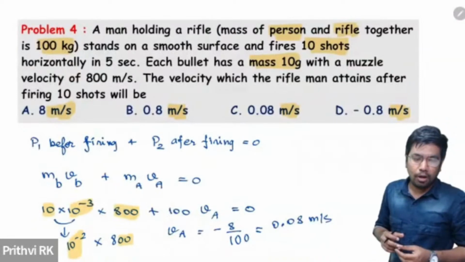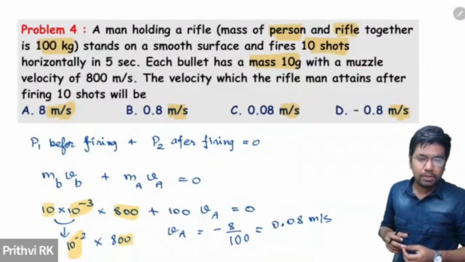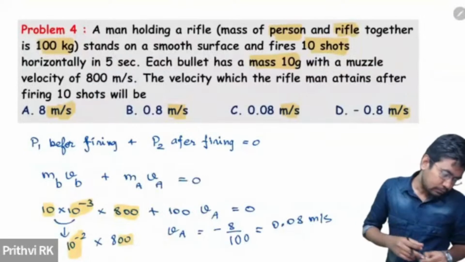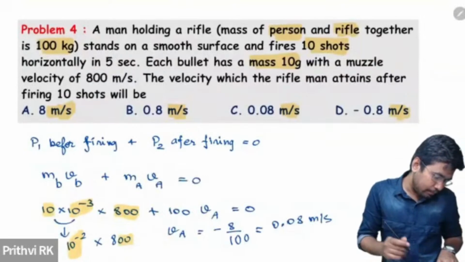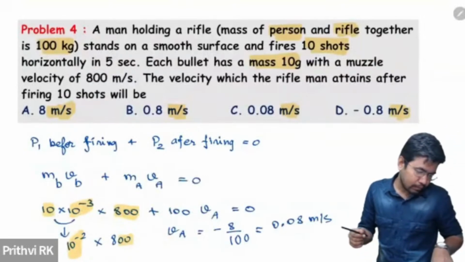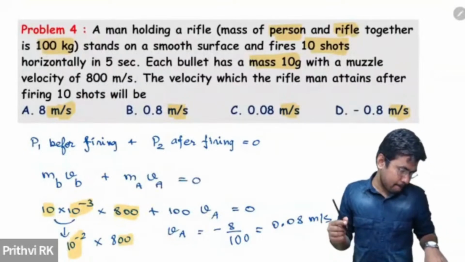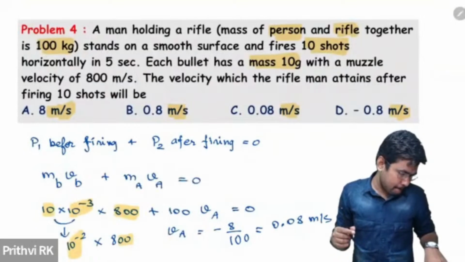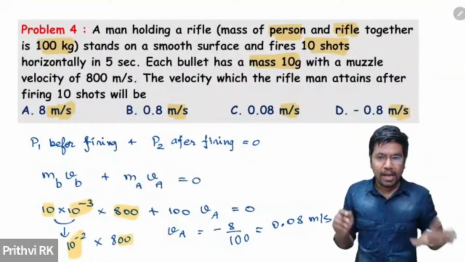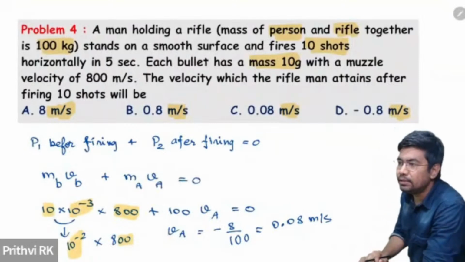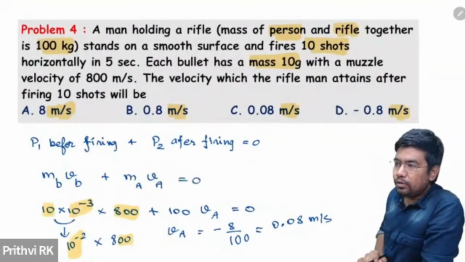D is just minus 0.8 meter per second, not 0.08 meter per second. Okay. Or we should have made some mistake here, but I don't think there is any mistake. We have done it right only. So there is no problem.